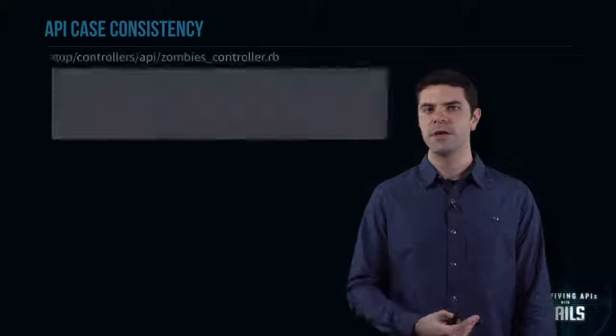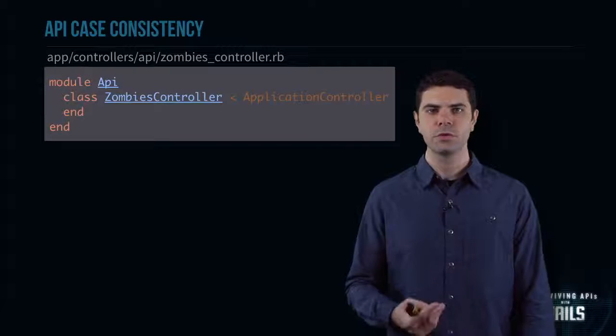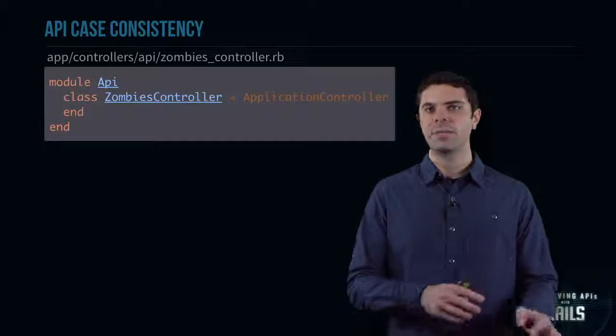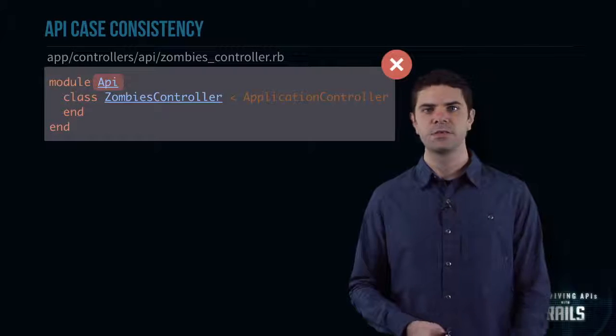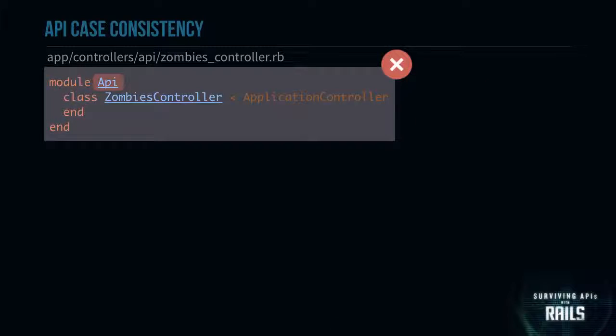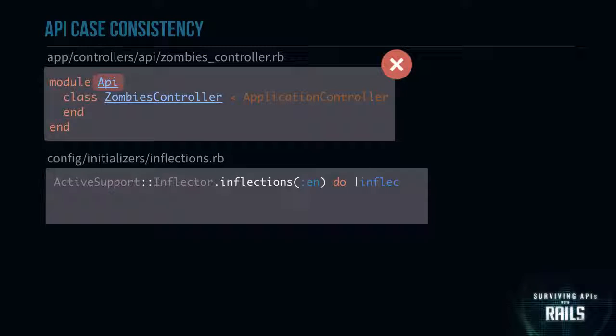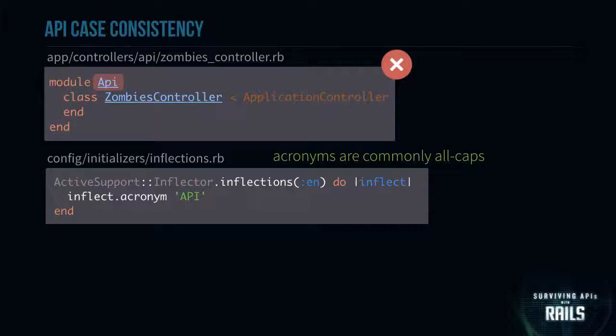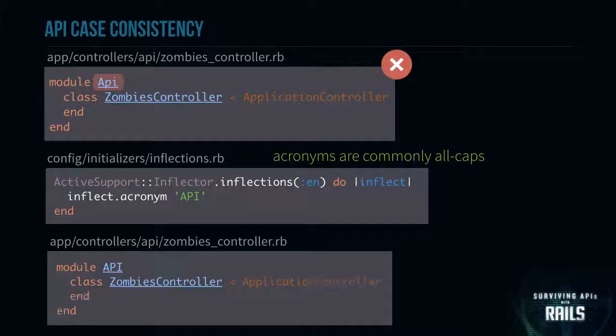You might have noticed that when we define our zombies controller class, we wrote our API module in camel case, which is Rails' default convention for naming classes. But it's kind of weird because we typically write acronyms all in caps. But if we try writing API all in caps, it wouldn't work. To make it work, we need to add an entry to our inflections file for API. Now we can write our API module all in caps, which makes it a little bit easier to read.